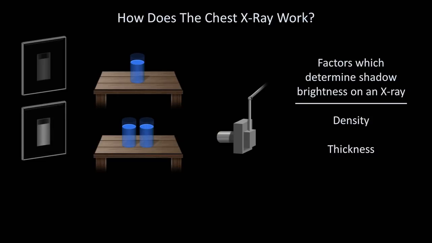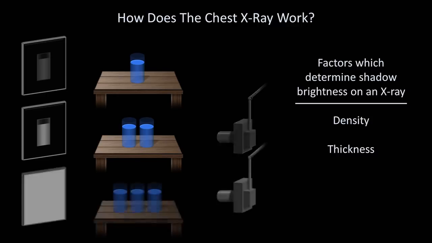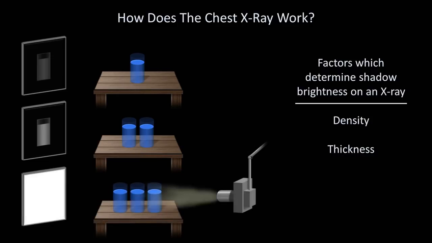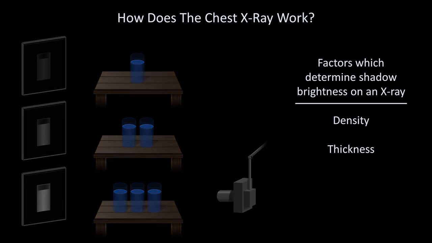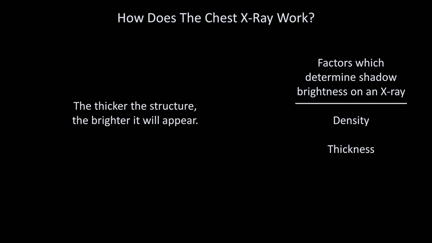The resulting image will therefore be more gray because the specific part of the film corresponding to the shadow of the glasses has been relatively less exposed. Finally, if we shoot X-rays through 3 glasses of water, the image of the glass will be brighter still. In summary, the thicker the structure, the brighter it will appear on the X-ray film.